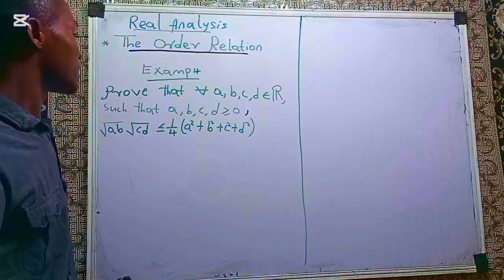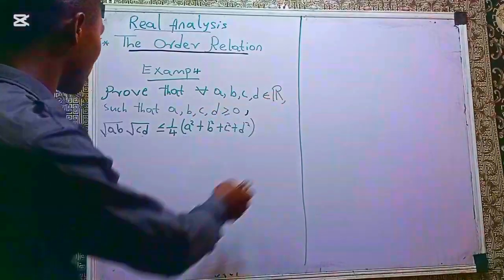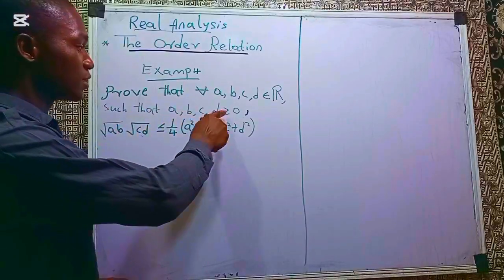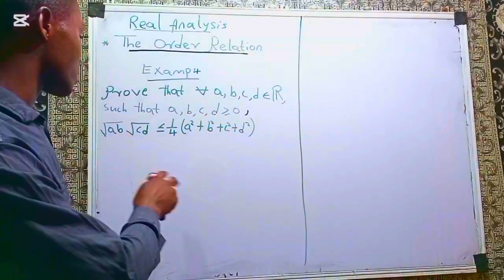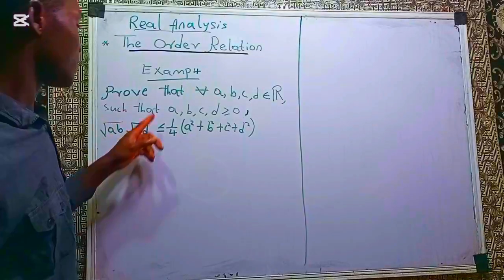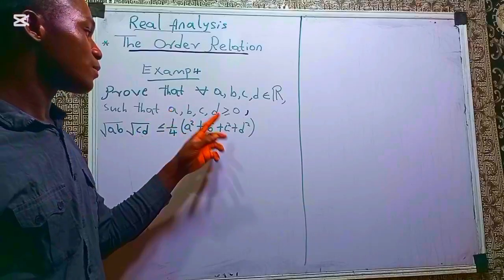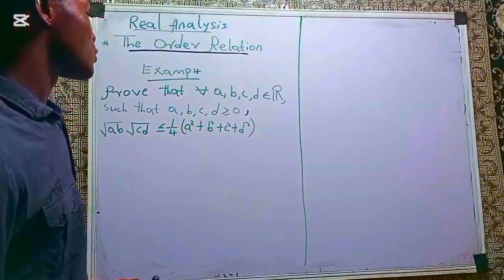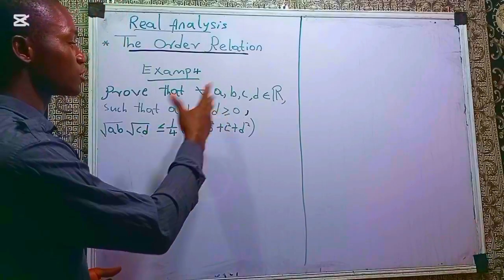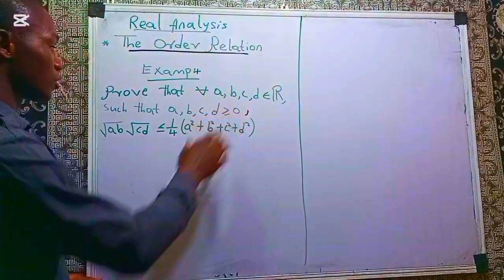They say we should prove that for all a, b, c, d elements of the real numbers, with the condition that a, b, c, d are each greater than or equal to 0, the square root of ab multiplied by the square root of cd will be less than or equal to 1/4 of a squared plus b squared plus c squared plus d squared. This is what we are required to prove. They are just giving you the condition that each of the four real numbers must be greater than or equal to 0.